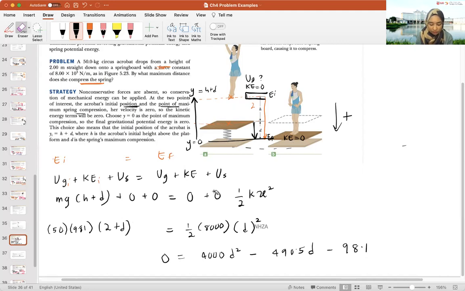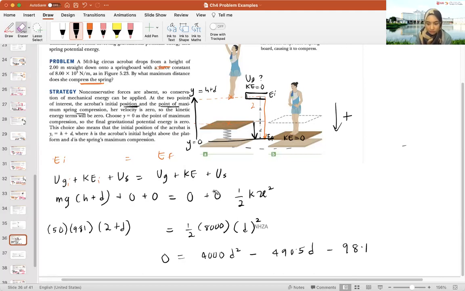So go to your calculator, tekan mode 3 kali. Tekan mode 3 kali. Press right. Tekan mode 3 kali. Tekan equation. Tekan kanan. Pilih degree 2. So our A would be 4,000. Our B is 490.5. Sorry, it's a minus 490.5.